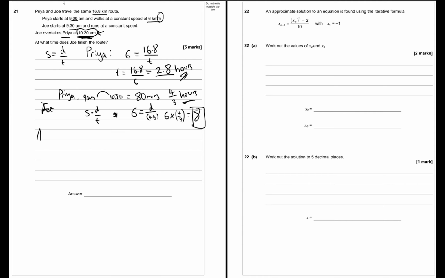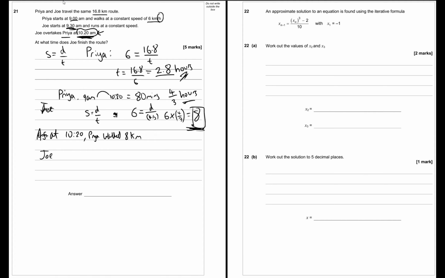So let's write down what we've worked out so far. At 10:20, Priya walked 8 kilometers. Okay, so they're traveling the same route. So Joe starts at 9:30 and he's 8 kilometers into his run. So let's look at Joe now.